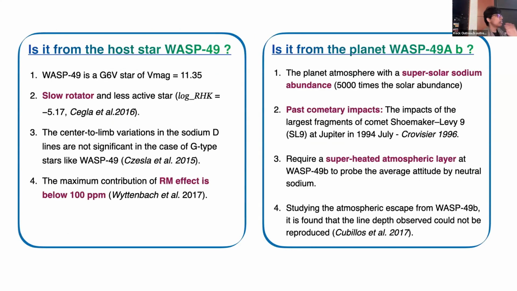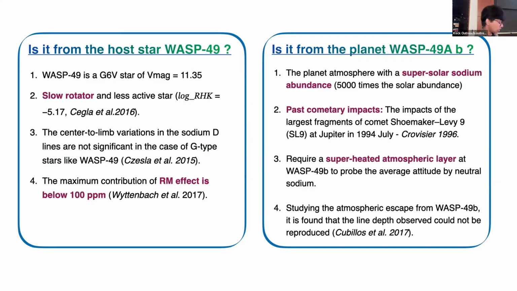If we think that it's coming from the star because of stellar inhomogeneity, as I said, it's a G6 spectral type star, and we analyzed the center-to-limb variation and the RM effect, which are not contributing much to the results.